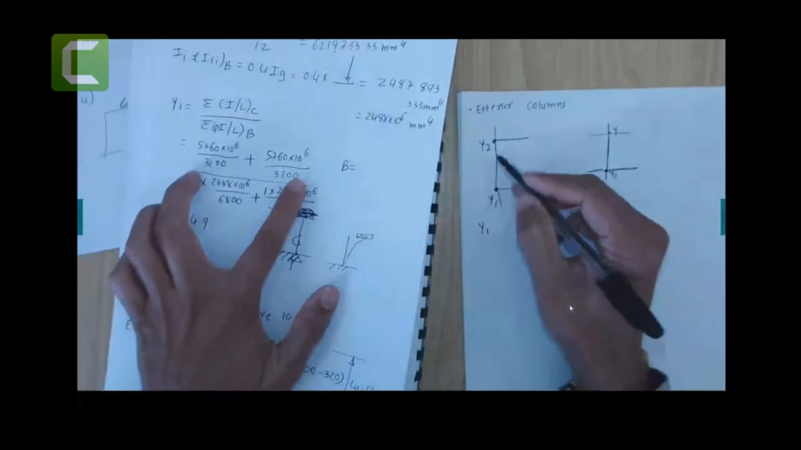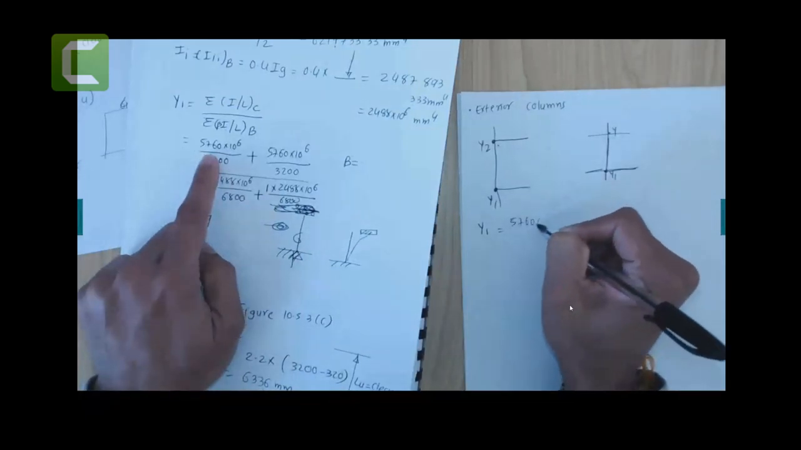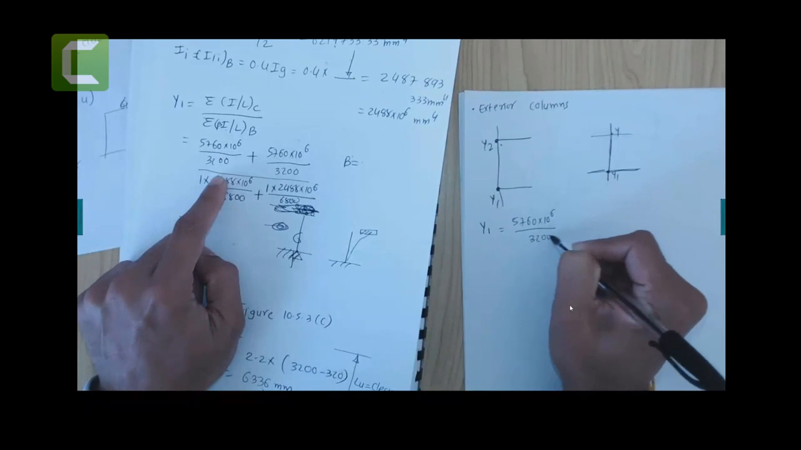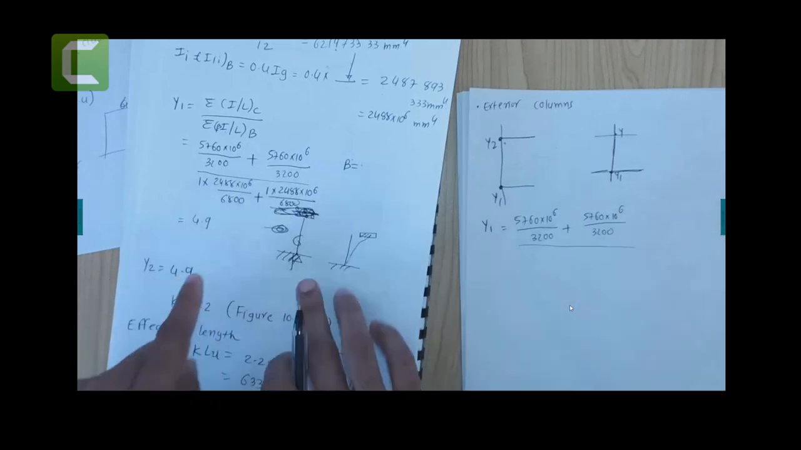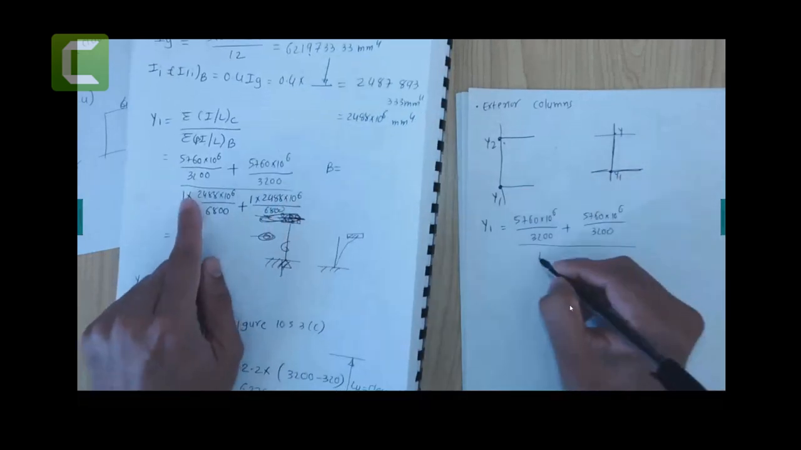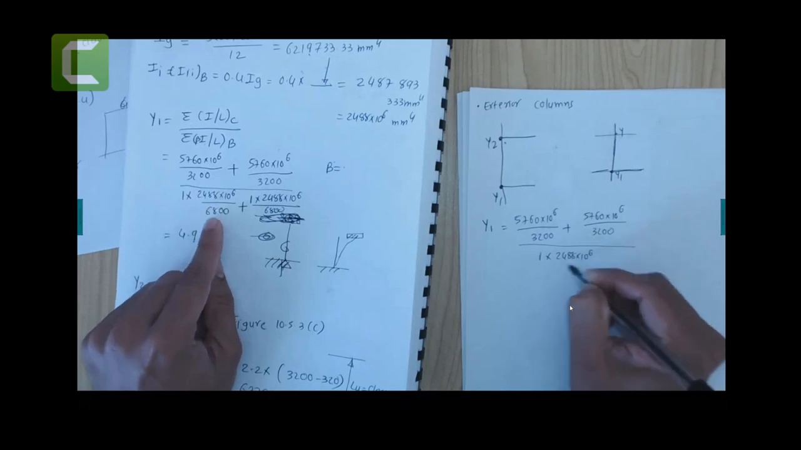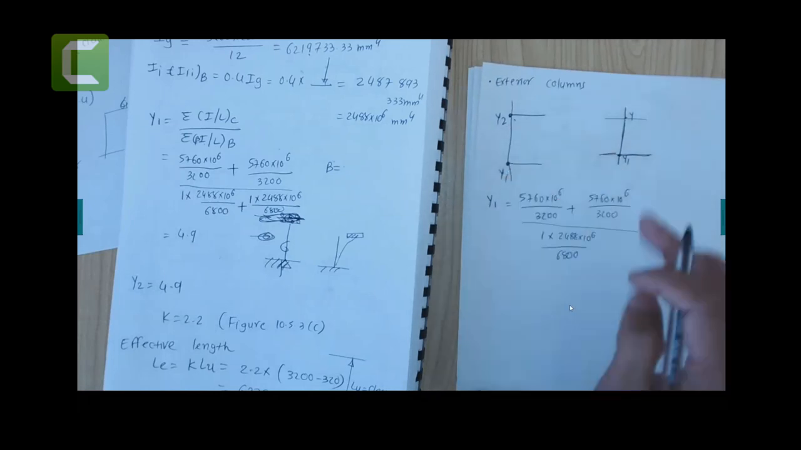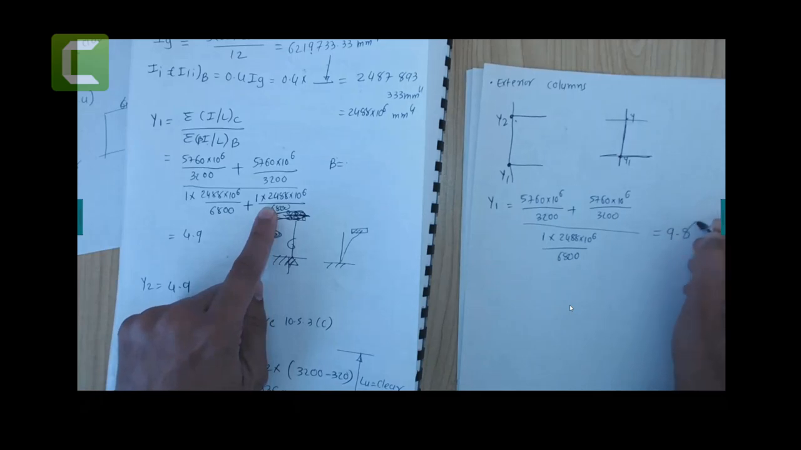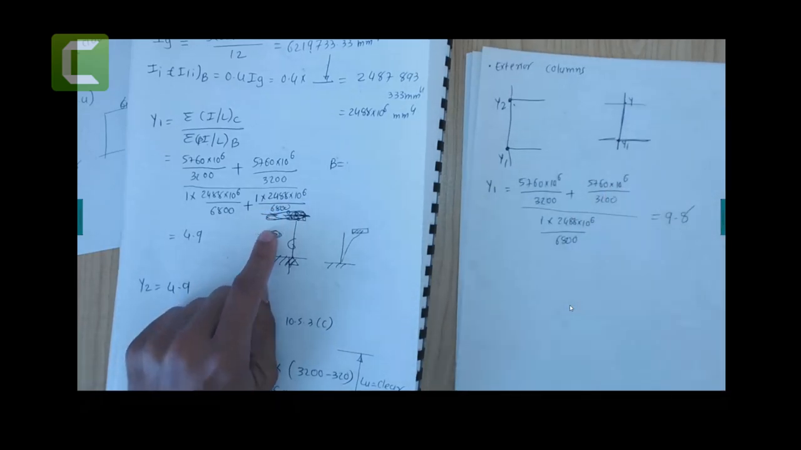The only difference you can see here, gamma 1, you have two columns, column 1 and column 2. So that will be 5760 times 10 raised to 6 over 3200 plus 5760 times 10 raised to 6 over 3200. Now these are two, right? Because you have these two columns, but here you have only one beam. So you just take it as one. 2488 times 10 raised to 6 over 6800. I hope you understand that, because you have only one beam connected at this particular joint. You are not taking this one because you don't have another beam, that is for interior. So if you just work it out, that will give me 9.8. Use your calculators, I'm not showing it on the calculator right now.